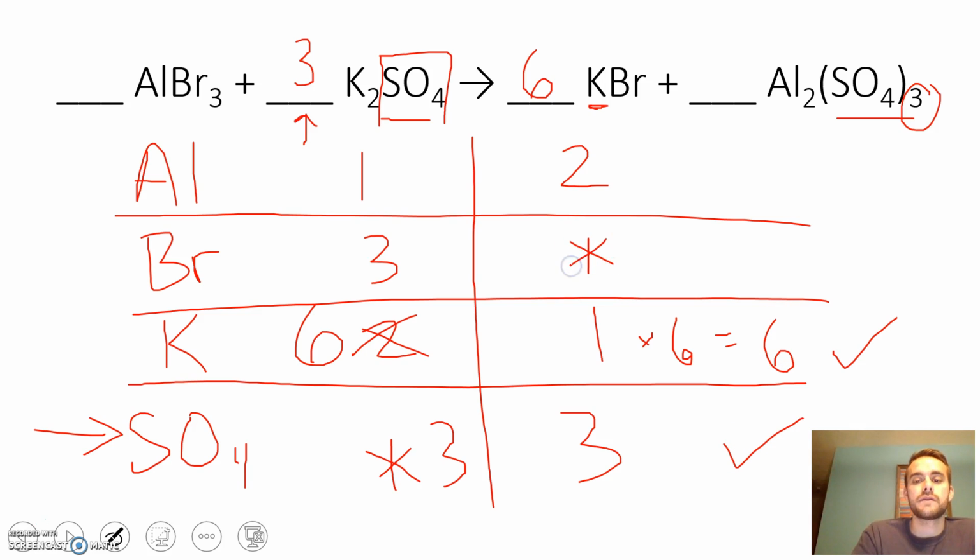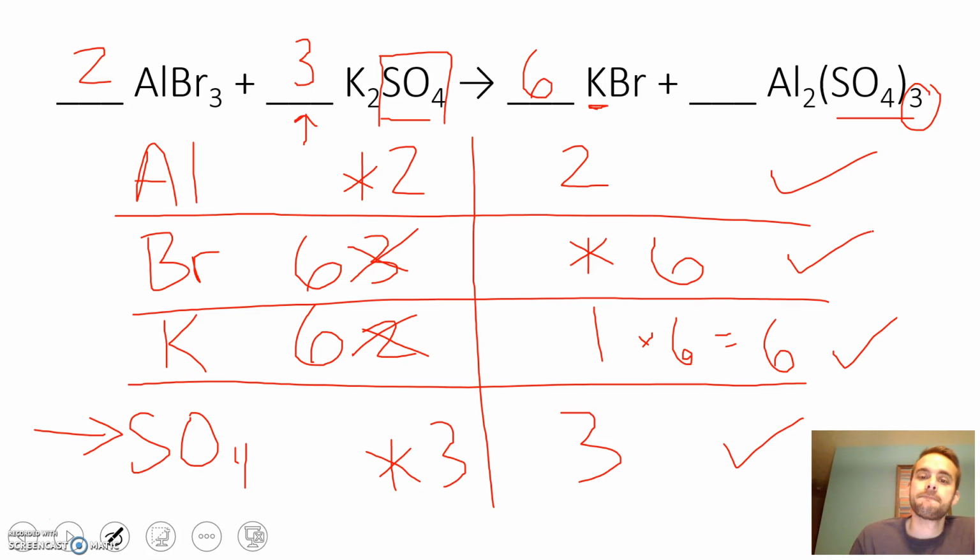However, bromine is not. Bromine is 3 on the left, 6 on the right. In order to fix that, I'm going to multiply 2 by all of AlBr. That makes 6 bromines and actually solves our aluminum problem. So then we only have 2, which makes it all match up.